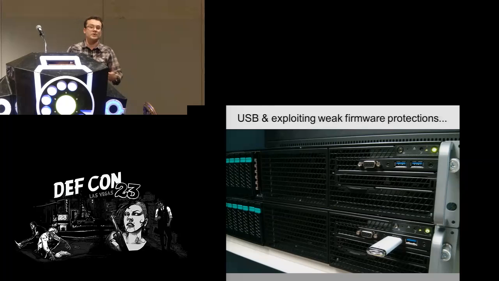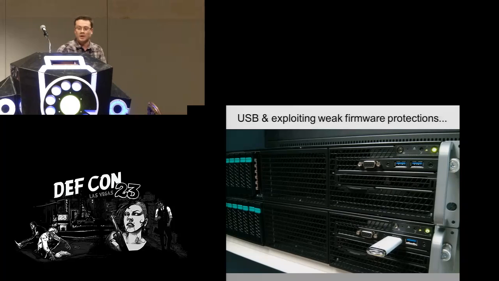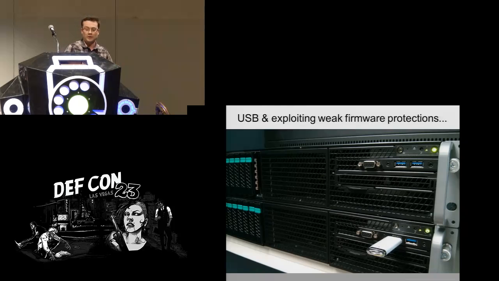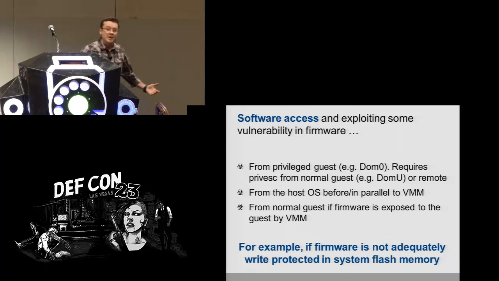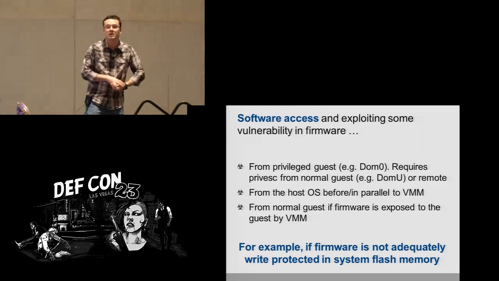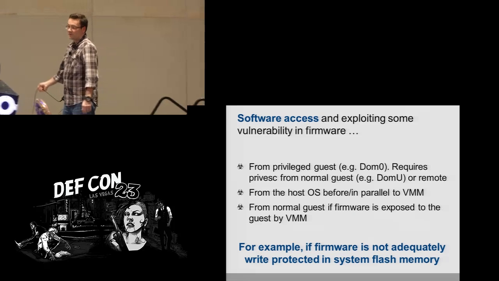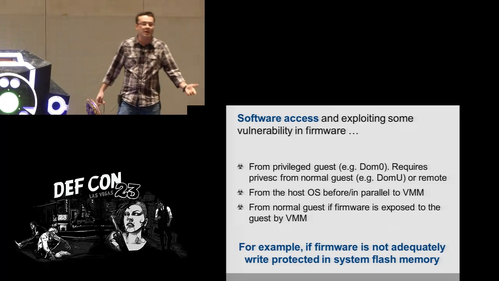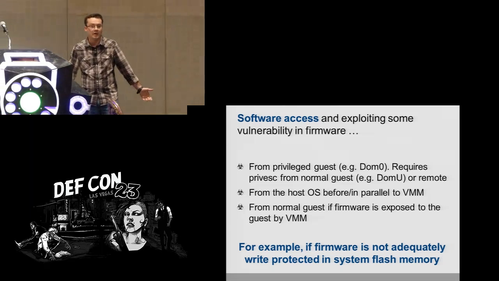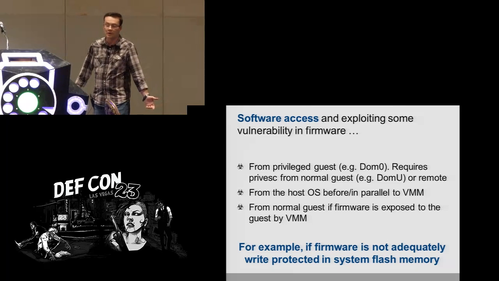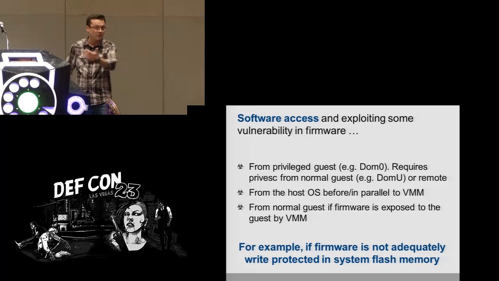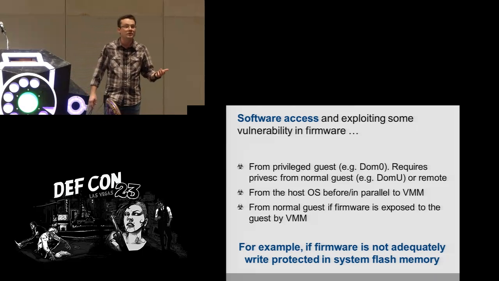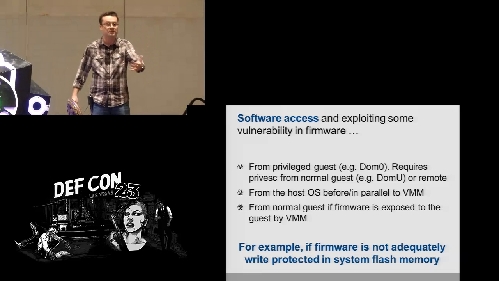You can use other ways with physical access to infect the system. In fact, Trammell and Zeno showed yesterday how to use adapters to infect the firmware. So there are other mechanisms with physical access. But a firmware rootkit could be installed using a software mechanism, right? If, for example, the firmware is not adequately protecting itself in the flash memory, you don't need physical access at all. You need to have a software attack that can flash whatever it wants on the SPI flash memory. It could be done from a privileged guest, for example, Dom zero or root partition, because all of them provide some direct access to the system firmware.